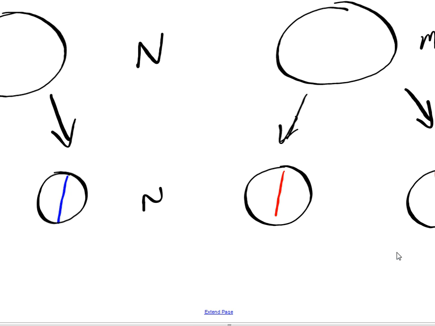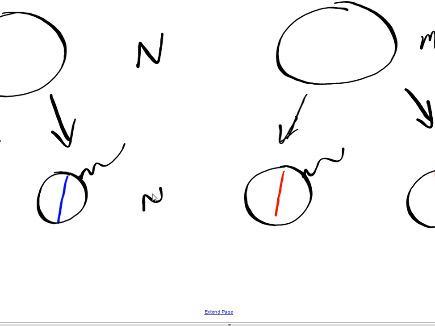Now, in males, this is what produces sperm. So in males, you get the production of 4 sperm cells here. Pretty simple. You have interphase, meiosis 1, meiosis 2, 4 sperm cells. One diploid cell makes 4 sperm cells.